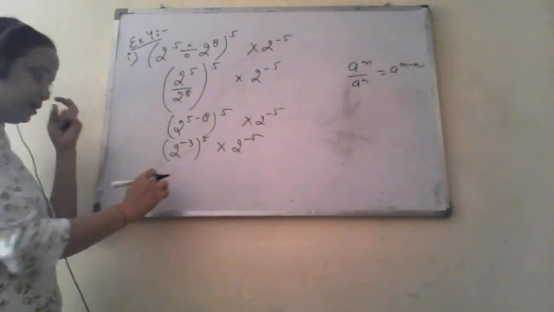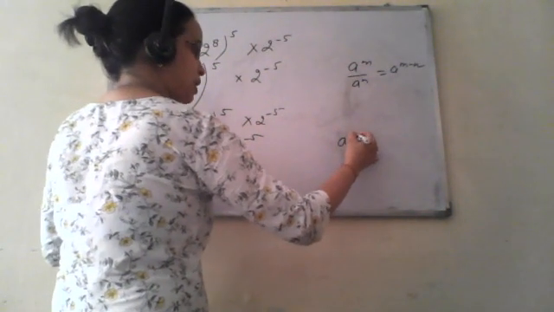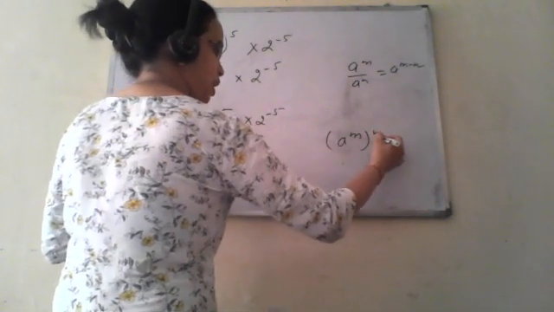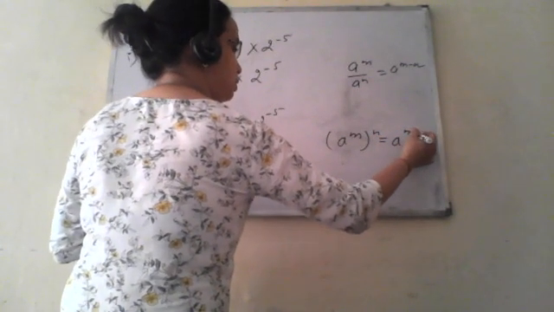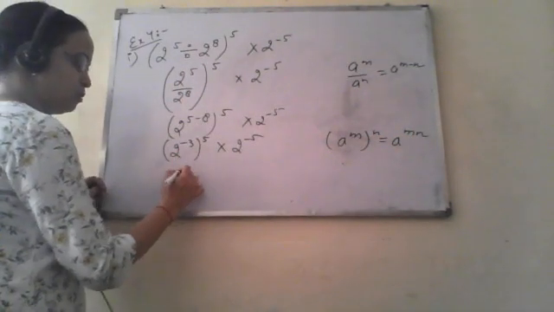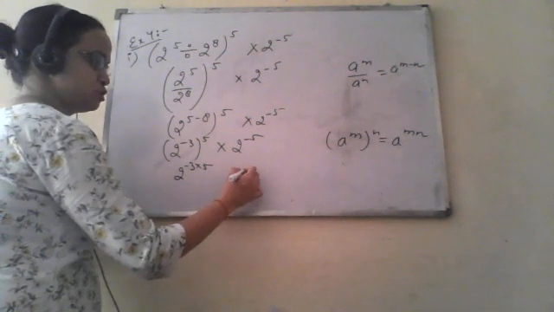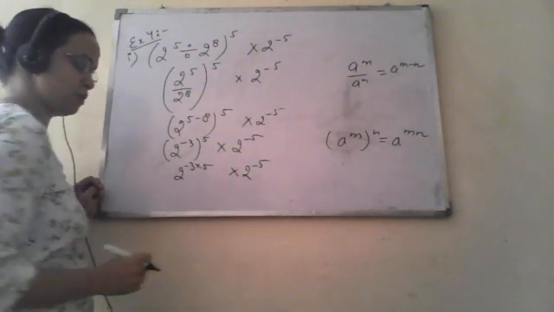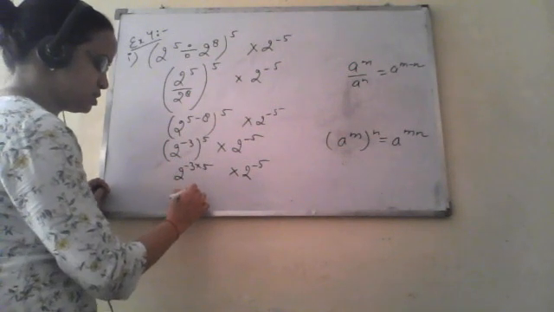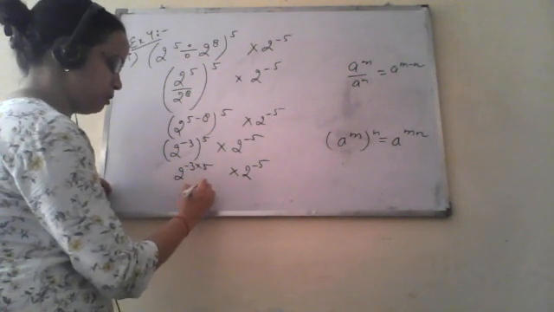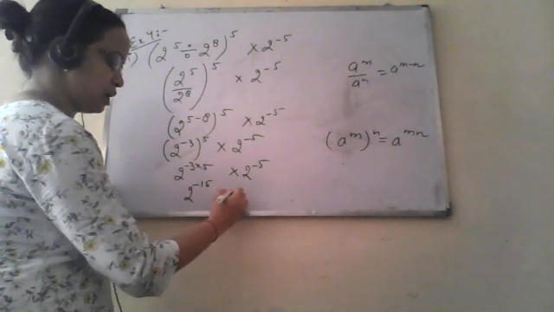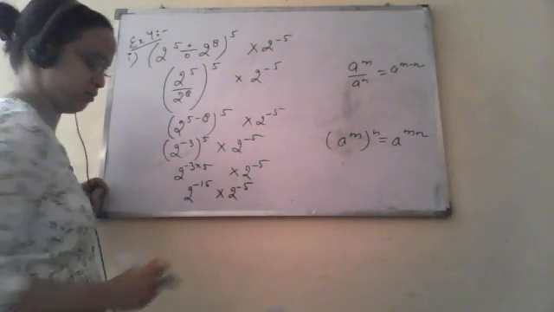Now this bracket is in the form of a to the power m, whole to the power n. It will become a to the power m into n. So what will it become? 2 to the power minus 3 into 5, and this 2 to the power minus 5 will remain as it is. So it is 2 to the power minus 15, and this is 2 to the power minus 5.